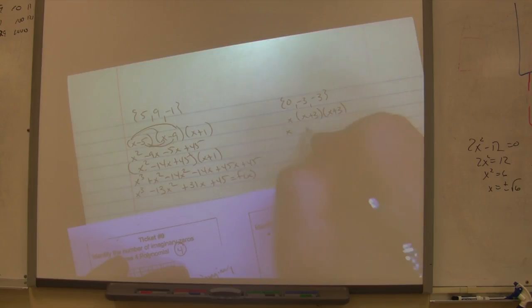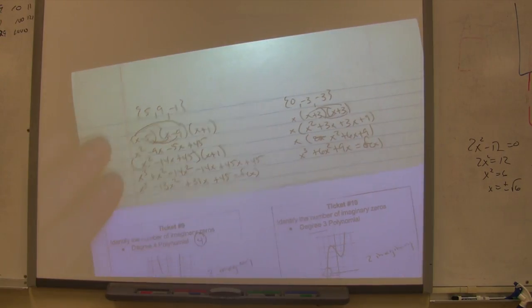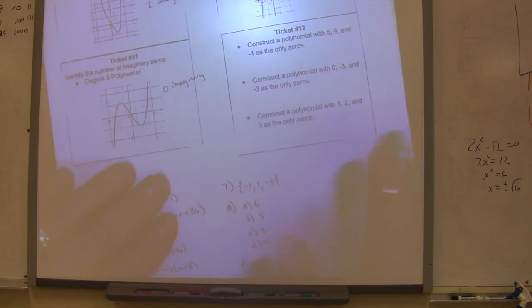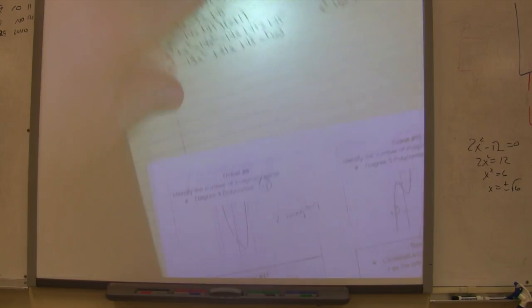I'm going to multiply these two together first. X squared plus 3x, 3x plus 9. And so we get x times x squared plus 6x plus 9. And so we get x cubed plus 6x squared plus 9x equals f of x for our function. And then the last one, we have construct a polynomial with 1, 2, and 3 as the only zeros.